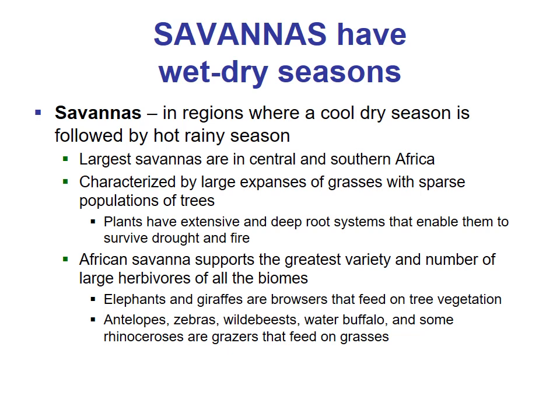The African savanna, while very different than the tropical rainforest, actually supports the greatest variety and number of large herbivores of all biomes. This includes elephants and giraffes, and antelopes, zebras, wildebeests, water buffalo, rhinoceroses, species like that. The largest of our herbivores are found in the greatest variety in Africa, living on the savannas. There are no animals like this living in the tropical rainforests.